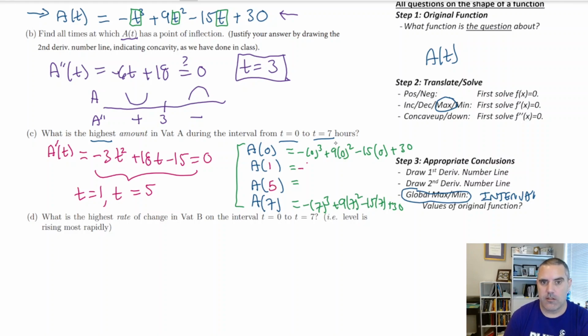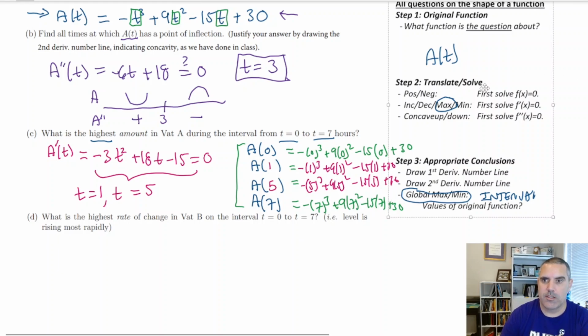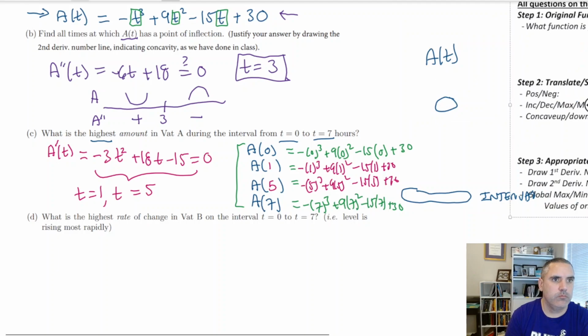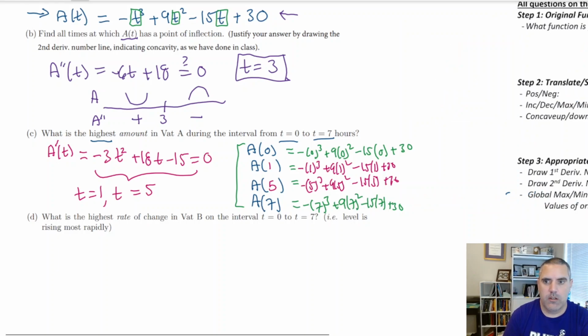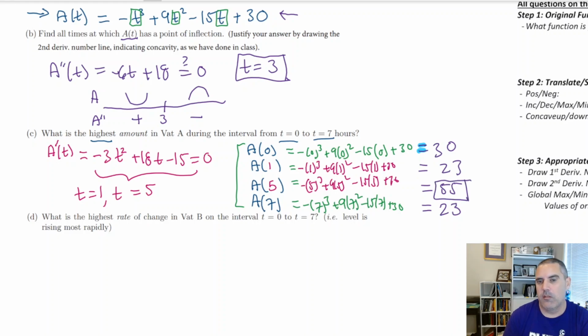Again, tedious. I do negative 1 cubed plus 9 times 1 squared. But I know one of these is the answer. Negative 5 cubed plus 9 times 5 squared plus 15 times 5 plus 30. I'm running into my process here, so let's move this over a little bit, and erase. And now I know one of those is the answer. This one is 30, and I have these worked out over here. This one is 23. This one is 55. This one is 23. This is the winner, 55 gallons.